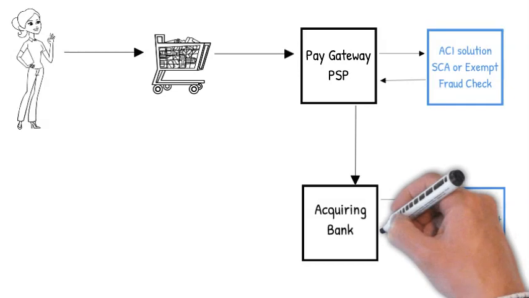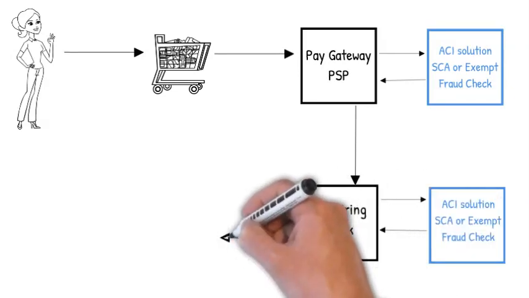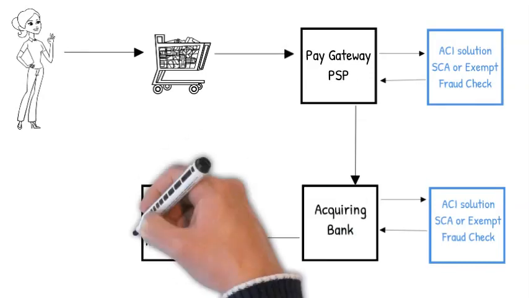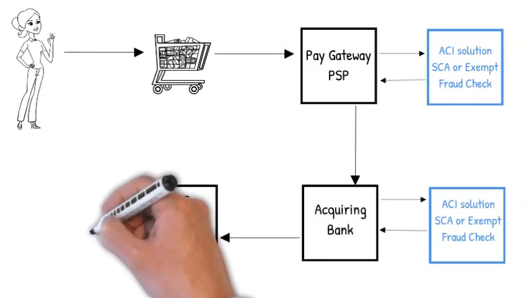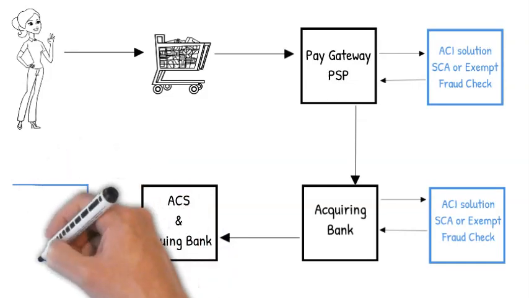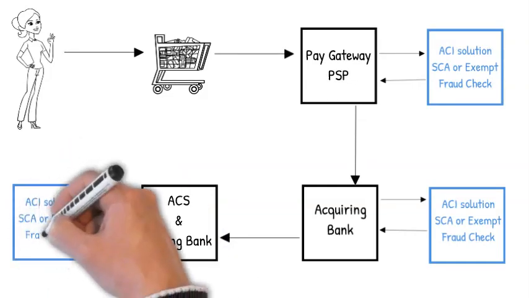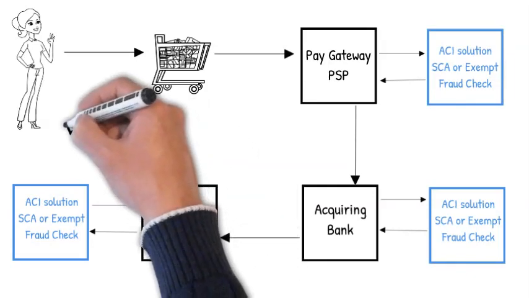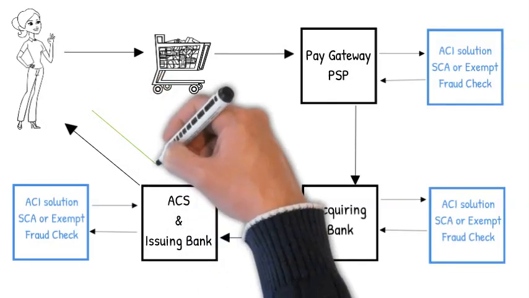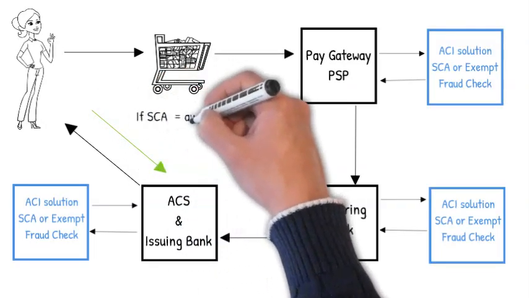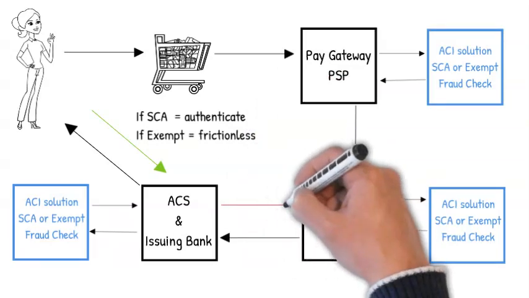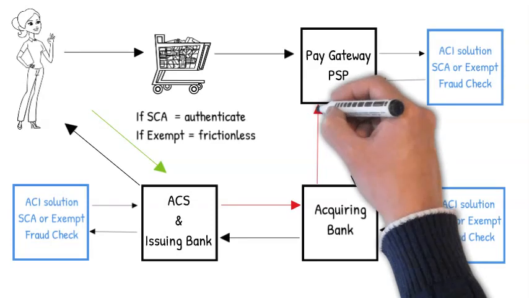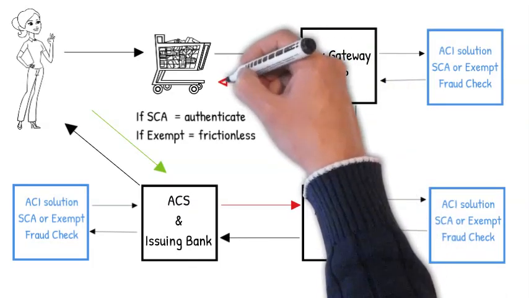The next stage of this flow involves the issuing bank's access control server, or ACS for short. The ACS passes the details to ACI solution for the final authentication decision, which would be to accept the merchant or acquiring bank's decision, invoke SCA through Verified by Visa or MasterCard Secure Code, or exempt from SCA. Once the authentication process is complete, the payment is then processed, and it is at this point that ACI's payments intelligence solution also completes fraud checks on the payment.